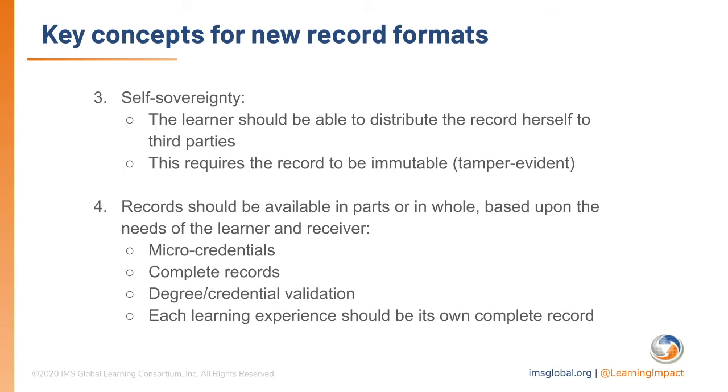And then also we want to make sure that the learner should be able to use this in part or in whole. So can they disaggregate a degree and just use the parts of it that they need to in the context for which they need to use it? And I'm going to show you some examples of that. But the point here is that each learning experience needs to then be its own complete unit, so that when it is disaggregated, the student could use it and it would still have all of this information behind it that carries the authority, the accreditation, et cetera, with it. Okay.